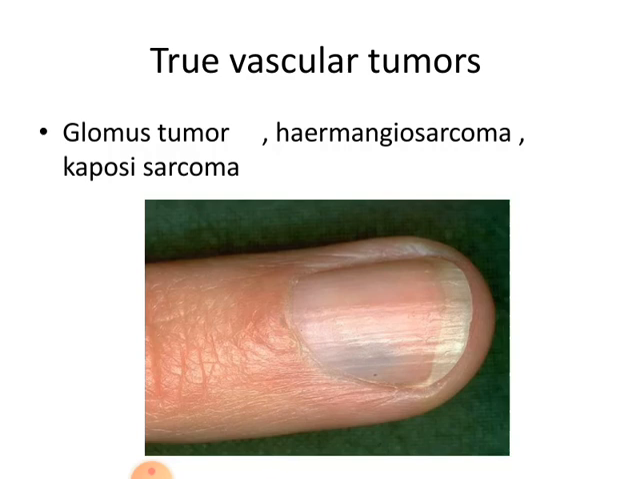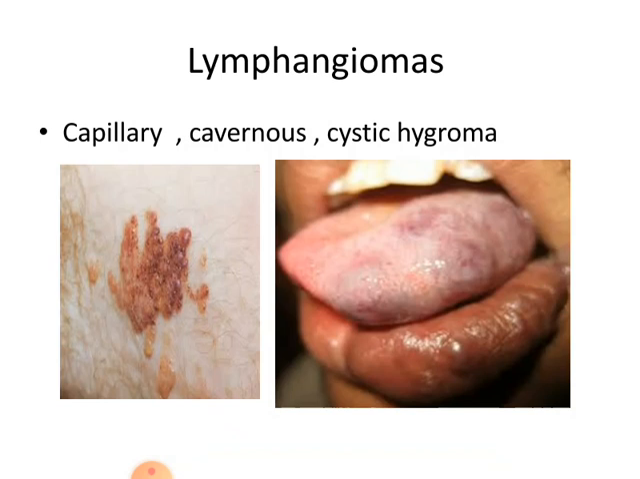Among the true vascular tumors, the most common is the glomus tumor, which occurs at the glomus body. The glomus body is found at the tips of the fingers and the ear, and is responsible for temperature regulation. It is formed of arteries, veins, and sympathetic nerves, so it causes severe pain. The treatment is surgical excision.